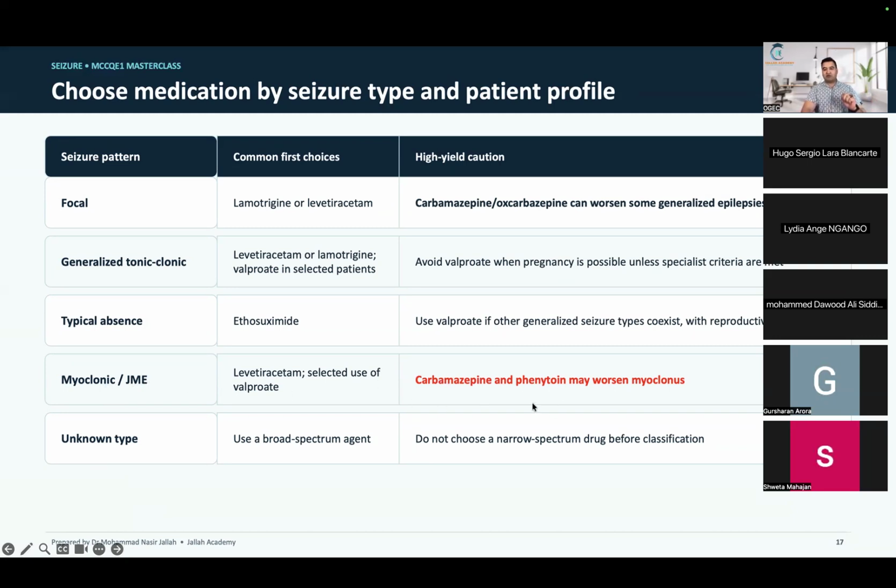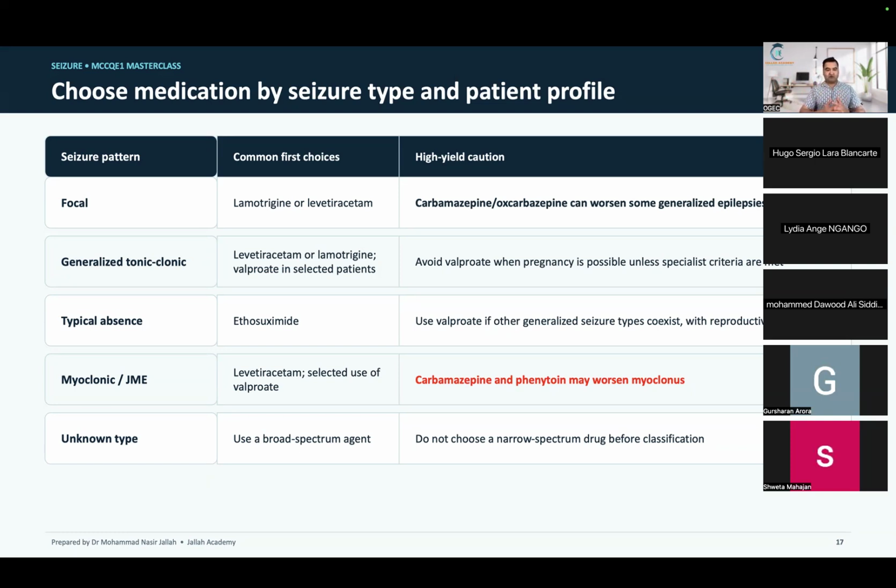What is very important to remember is certain medication makes them worse, even for the focal. So carbamazepine, all those anticonvulsant medications ending in -pine, try not to use them frequently or routinely because their side effect is hyponatremia, and hyponatremia causes seizure. Any anticonvulsant ending in -pine has a very severe side effect of hyponatremia. So try not to use it unless there is no other choice.